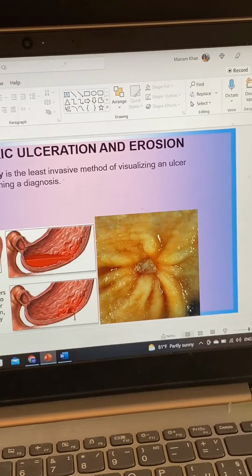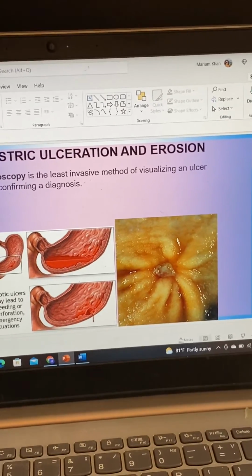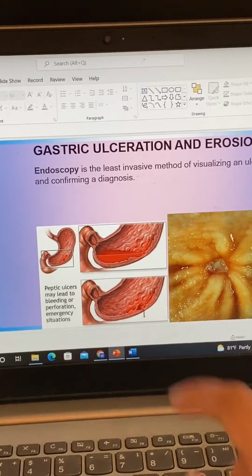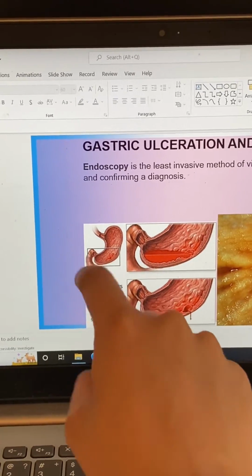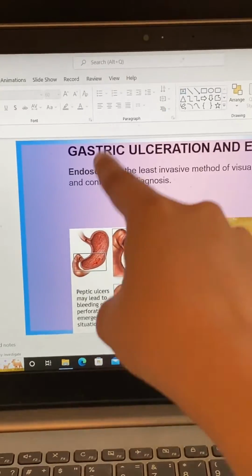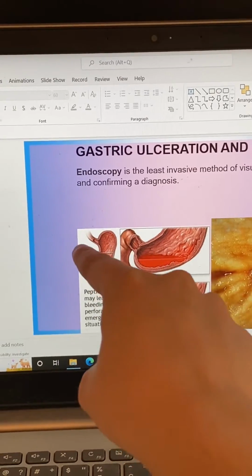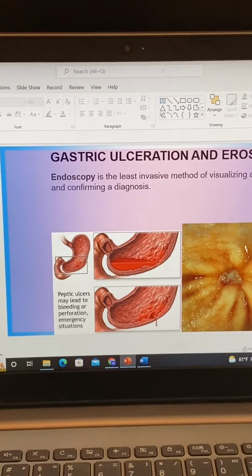Ulcers usually occur in specific parts of the stomach, so the entrance of the stomach, known as the pylorus, and the exit of the stomach, known as the fundus. No, wait, sorry, the other way around. The fundus is the entrance, the pylorus is the exit.